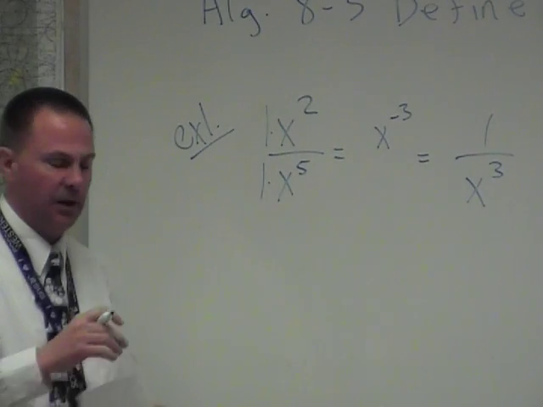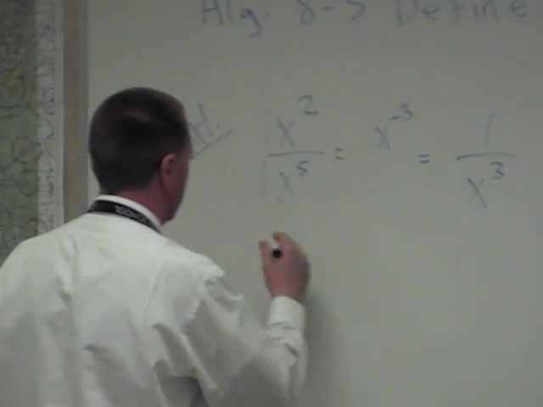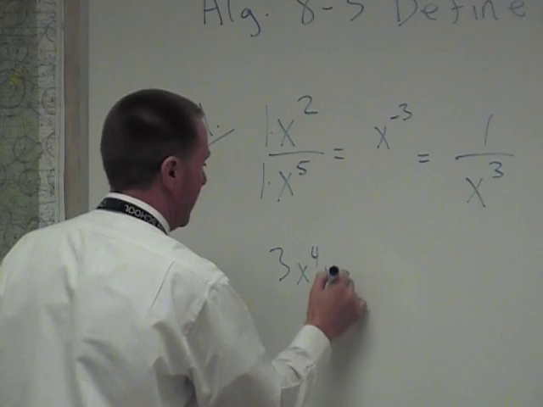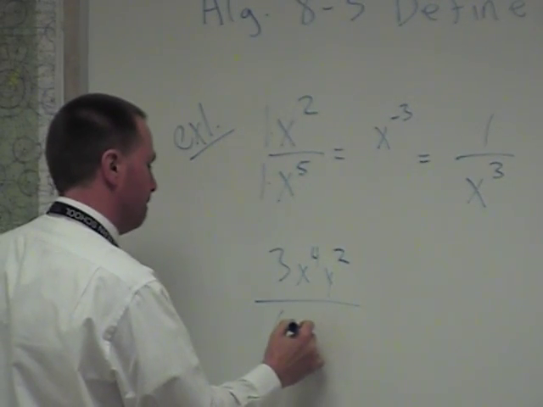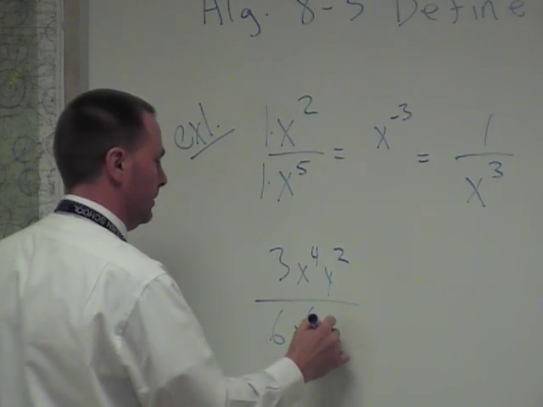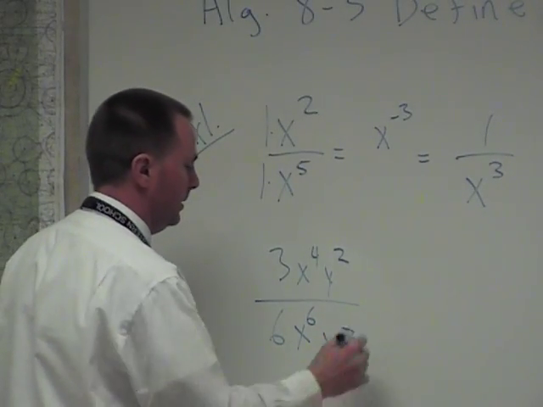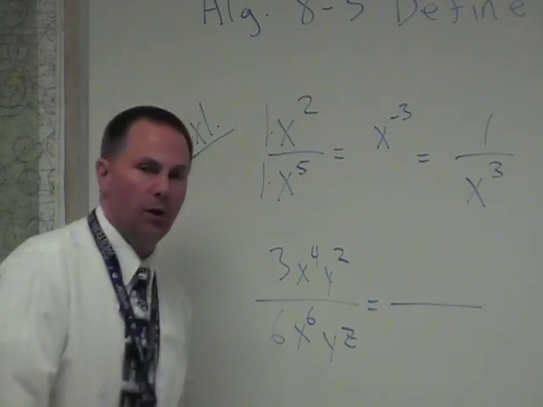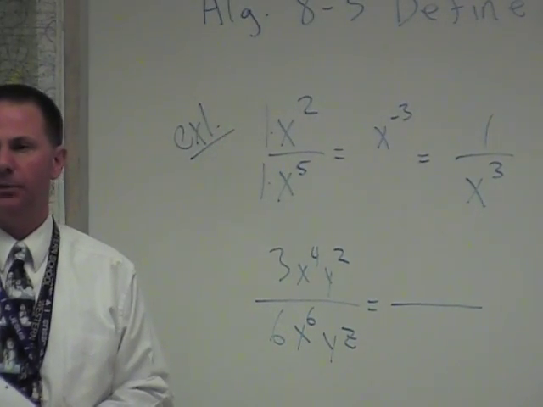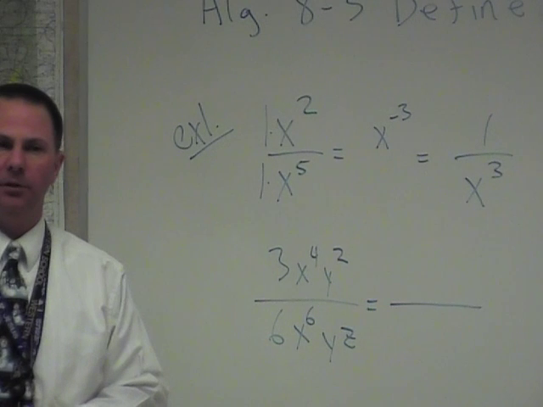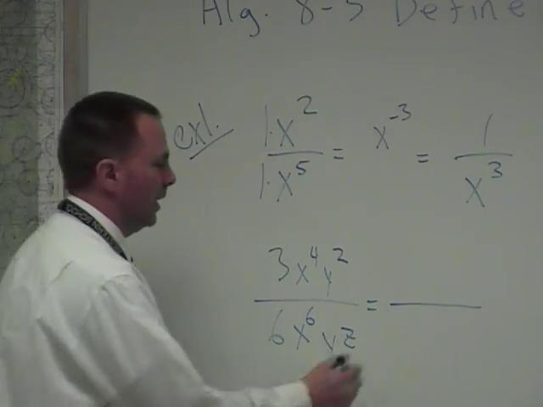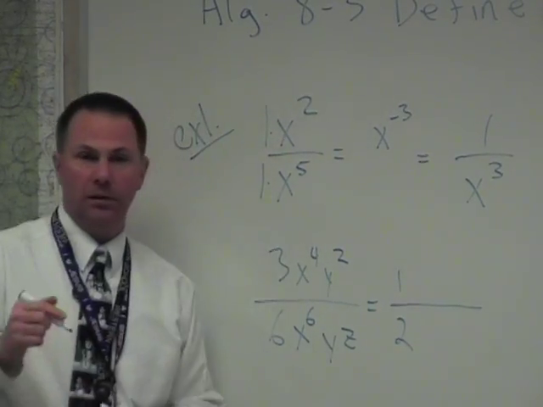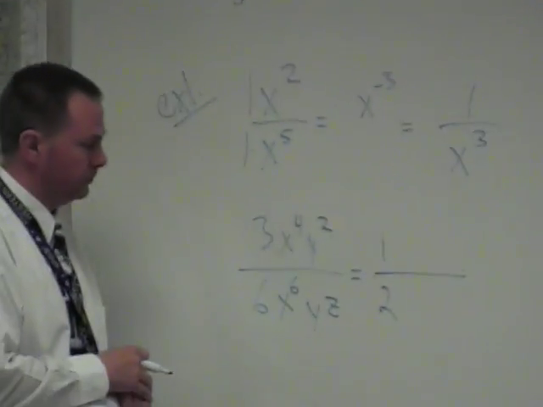Okay? Alright, now if I wrote it like this, 3x to the 4y squared over 6x to the 6th y z. First of all, what do we do? What's the first thing we should do? First thing I do is simplify the 3 and 6. What do you get? 1/2. All right. So there's 1/2. Now, subtract.